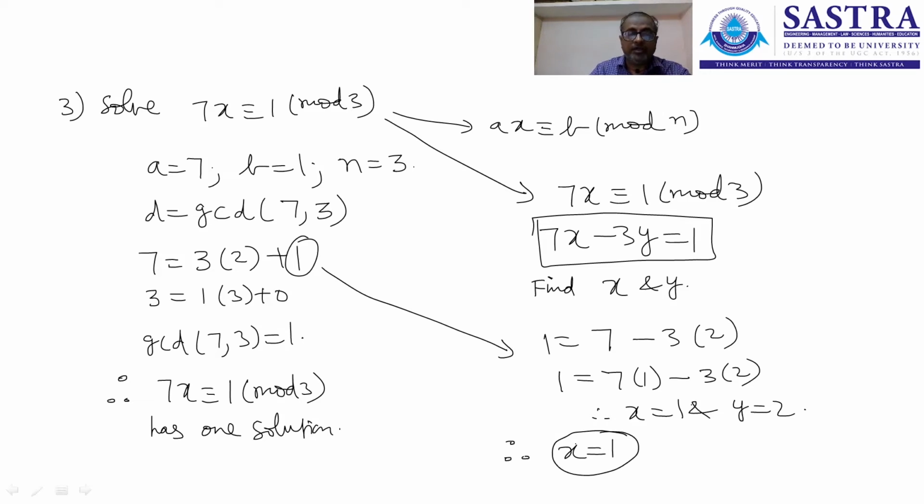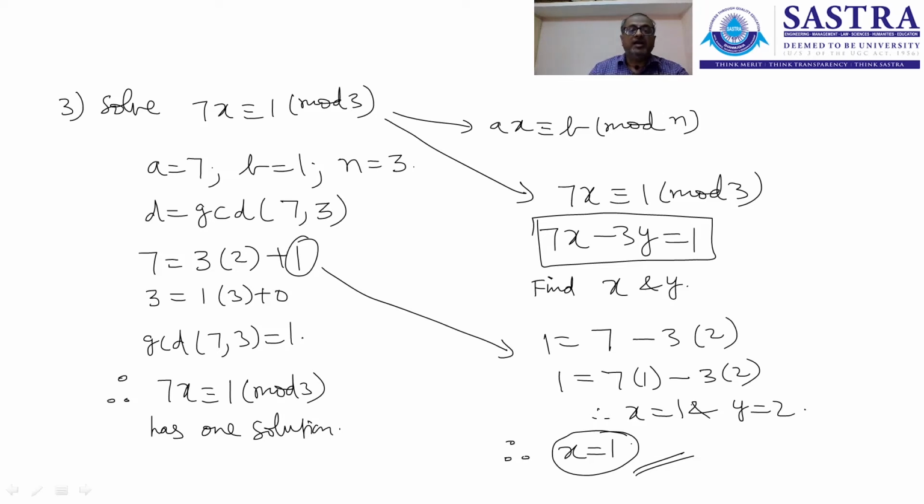When I multiply 7 with 1, I have 7 minus 1, which is 6. 6 is divisible by 3. So the solution to this congruence relation, 7x congruent to 1 mod 3, is 1. Now, this particular problem has got a unique solution.